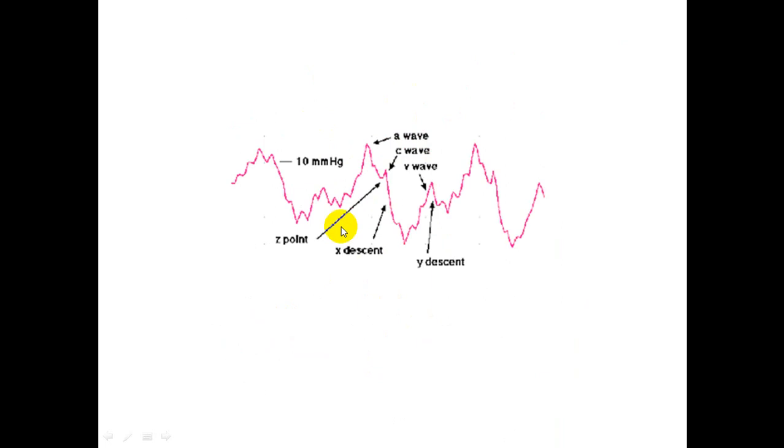This is a real record. The C wave is seen in a record, while in the neck the C wave is not seen. So the A wave is during atrial contraction, the C wave is early ventricular systole, then this is the X descent, and then accumulation of blood at the end of systole gives the V wave. At the opening of the tricuspid valve, this is the Y descent.